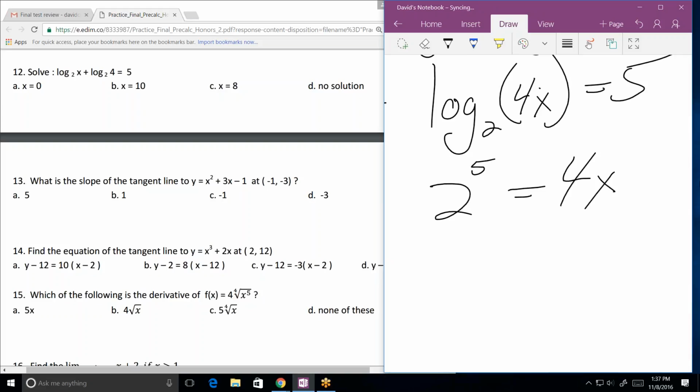One thing it's really good to know in math is powers of 2. If you're going to memorize anything, memorize your powers of 2 at least up to the 6th or 7th power. 2 to the 5th is 32.